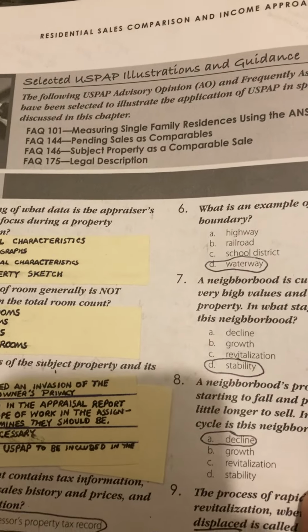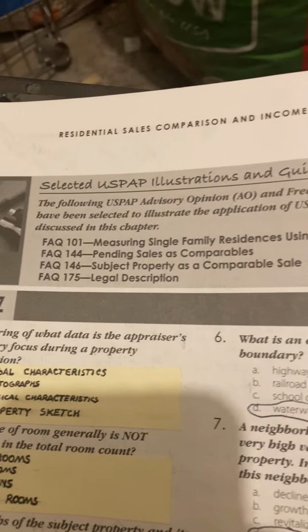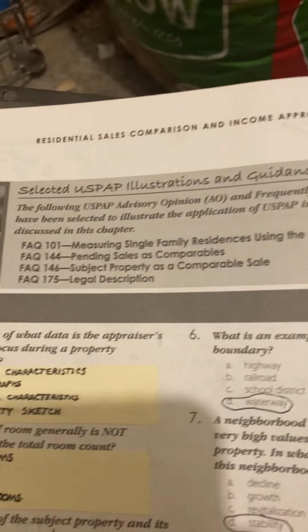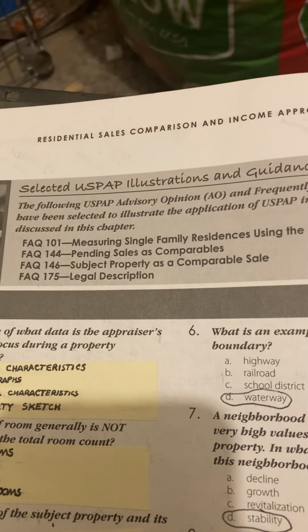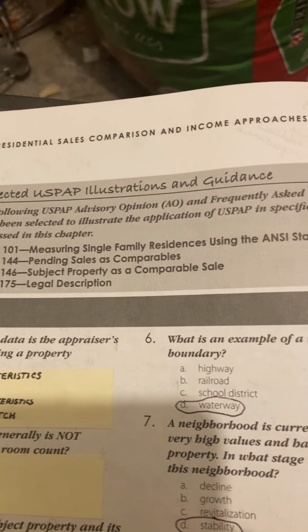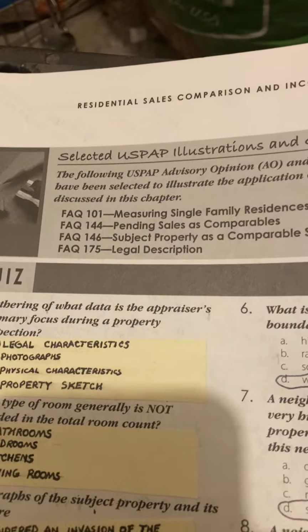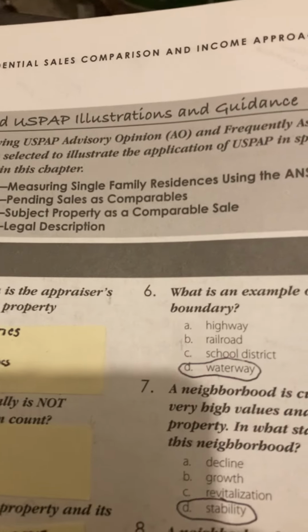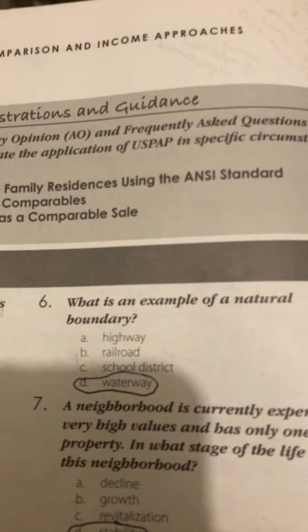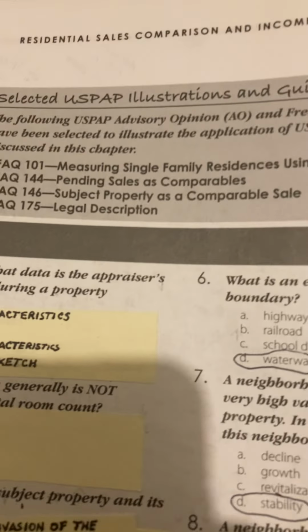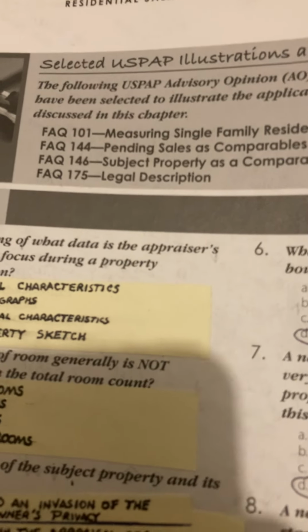Residential sales comparison and income approaches, page 58. Selected USPAP illustrations and guidance. The following USPAP advisory opinion, AO, and frequently asked questions, FAQ, have been selected to illustrate the application of USPAP in specific circumstances discussed in this chapter.